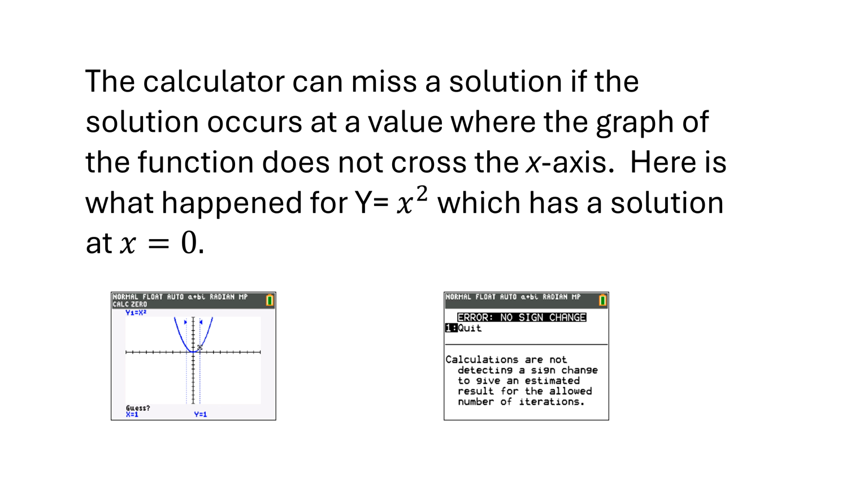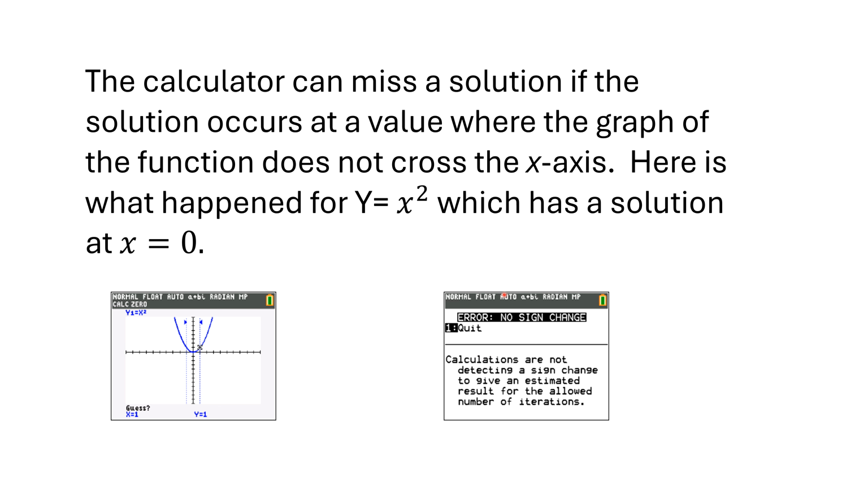Here I have an easier equation, x squared equals 0. So I said y equals x squared, and I went through the process of setting my search interval, and I hit enter. And instead of going to x equals 0, where x squared equals 0, it gave me this error.